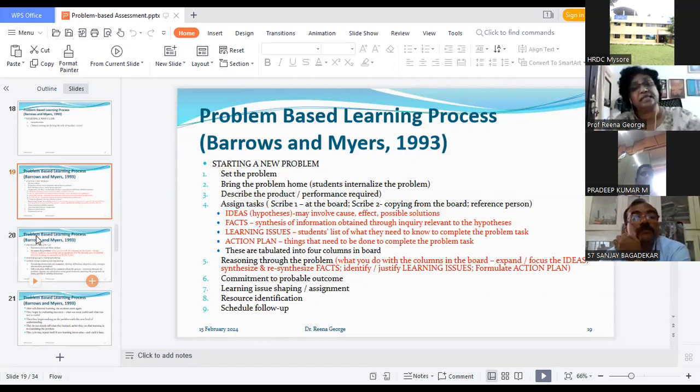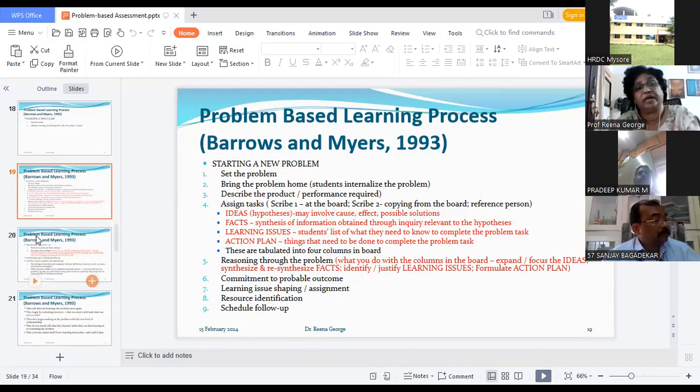So this is the assigned task when you proceed with the problem. And these are all tabulated with the 4 columns in a board. And the 5th stage is reasoning through the problem. Now, what are you going to do with these 4 columns in your plan?